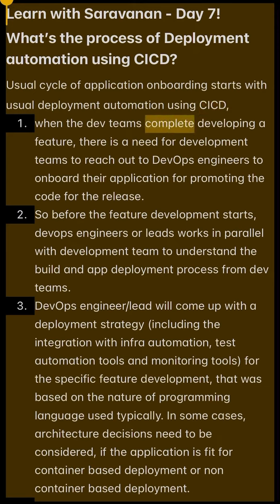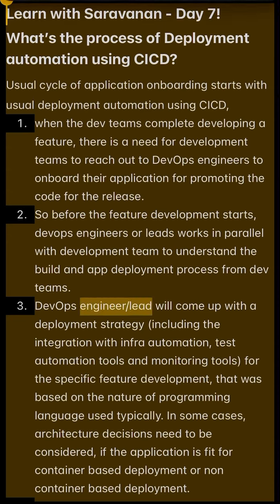When the dev teams complete developing a feature, there is a need for development teams to reach out to DevOps engineers to onboard their application for promoting the code for the release. So before the feature development starts, DevOps engineers or leads work in parallel with the development team to understand the build and app deployment process from dev teams.